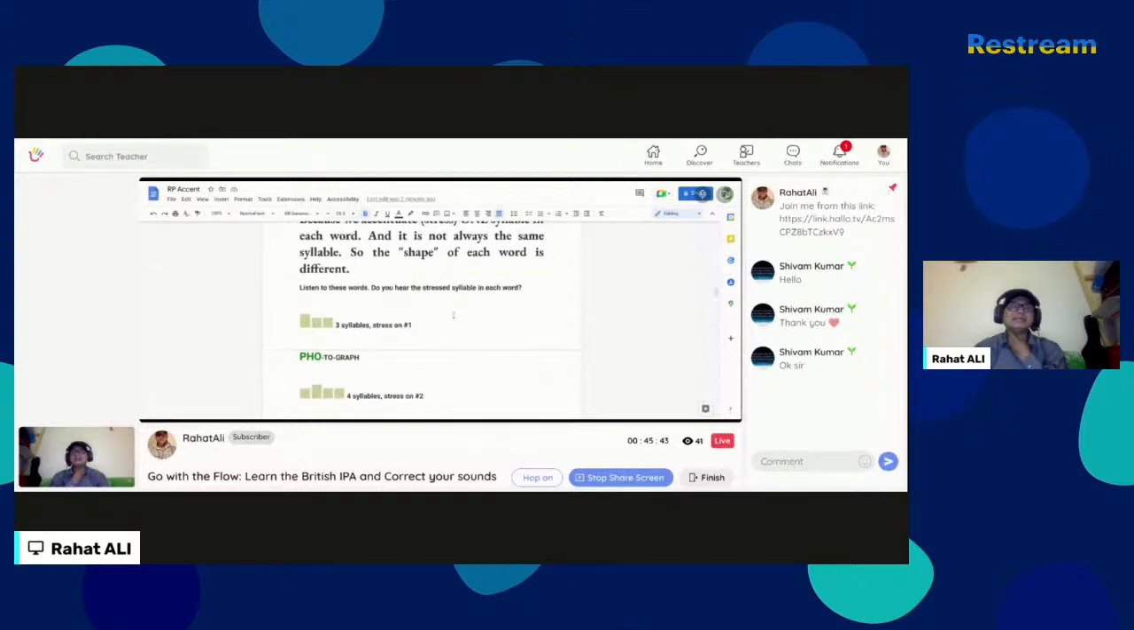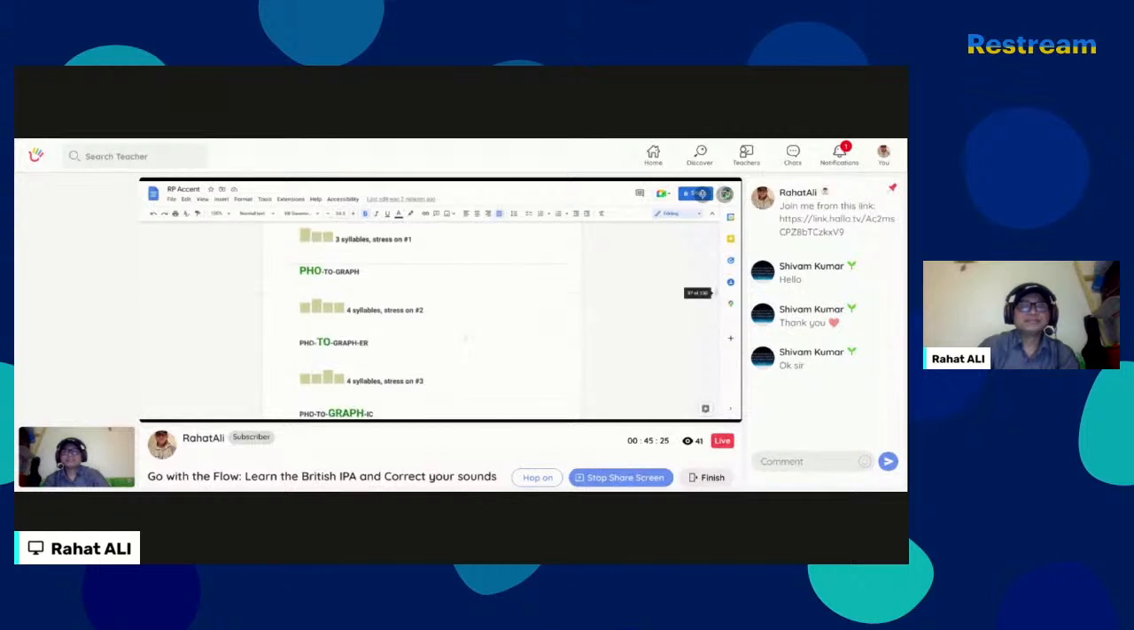Photo, three syllables, okay? So we are stressing the first syllable. I mean first part. Stress number one. When it is four syllables, we're stressing two, like photographic, photographer. So we have to remember there are rules when and how to stress. If it is three syllables, we stress on the first part. If it is four syllables, we stress on the second part. Or sometimes we stress on the third part too. Actually, it is photographer, photograph.